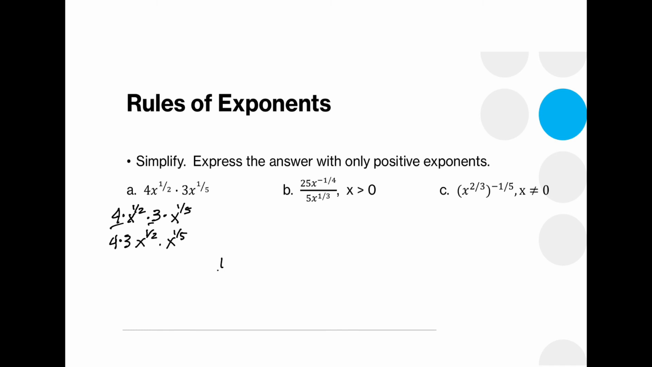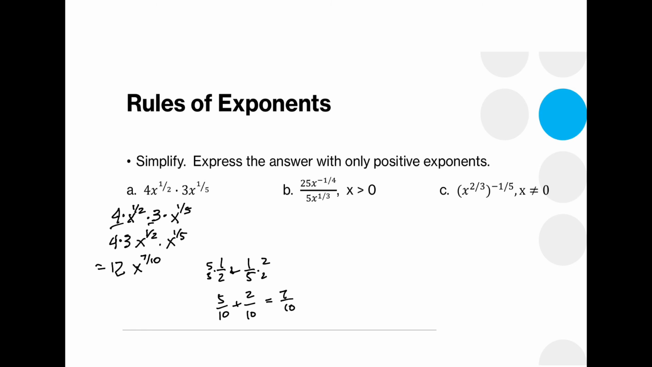So really what I want to do is take 1/2 and add it to 1/5. And so we've got to have common denominators there. We need to rewrite these so they have a common denominator of 10. If I multiply the top and the bottom here by 5 and here by 2, we can see that these come together when we add them to give us 7/10. And so if I combine these together, I get 12 x to the 7/10.